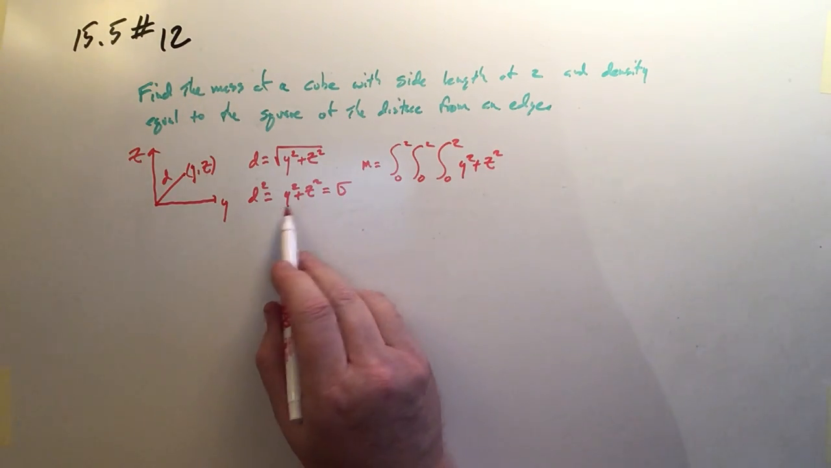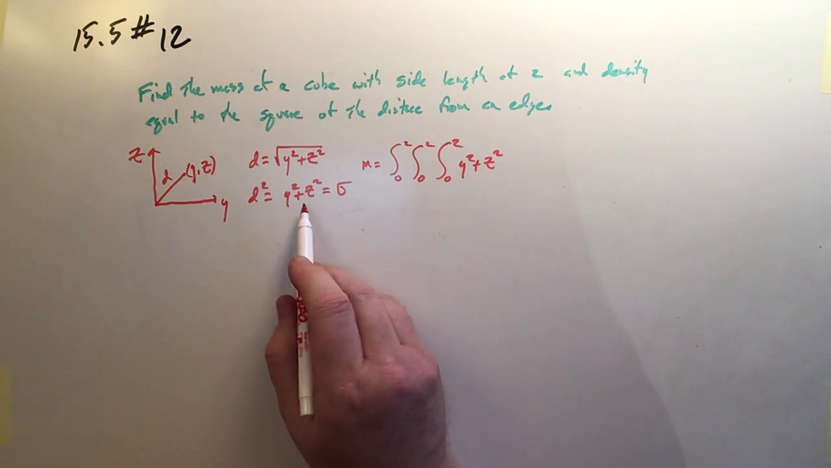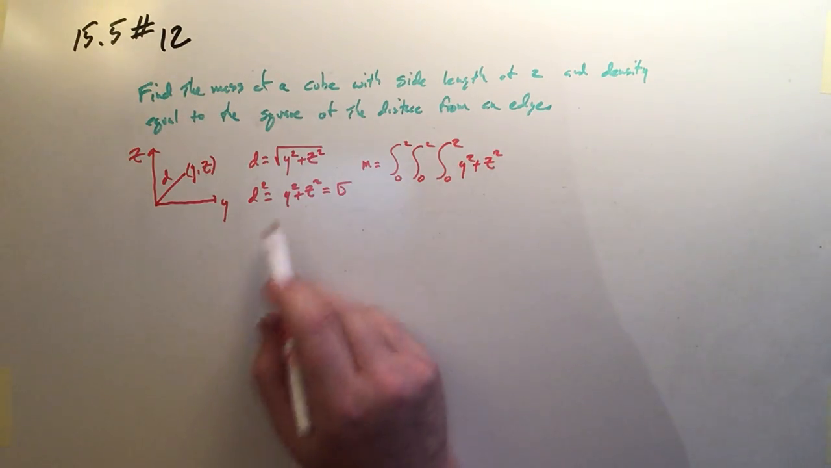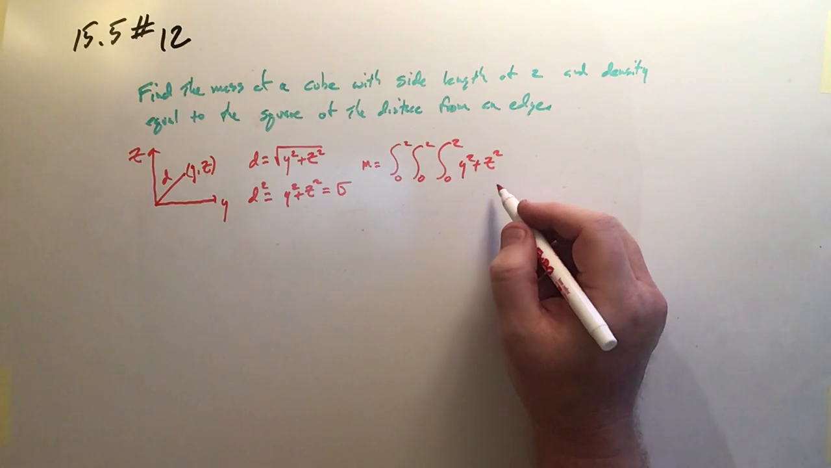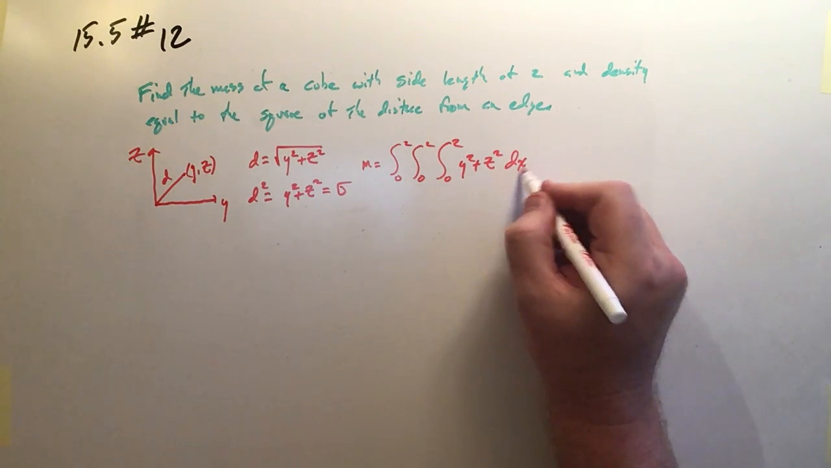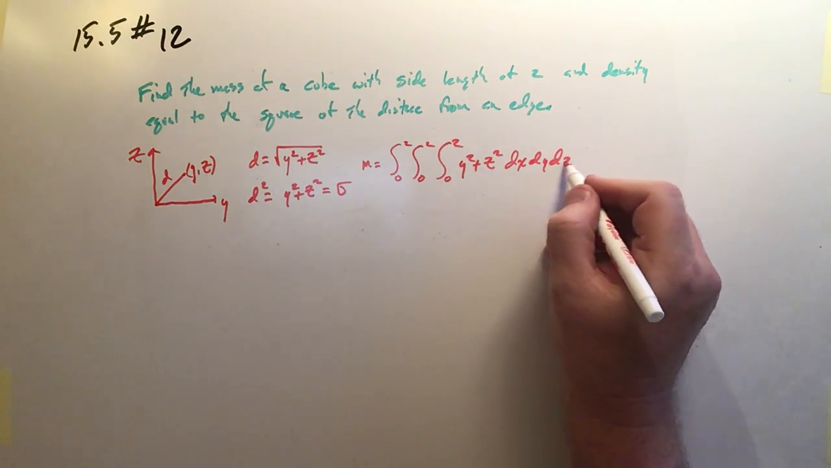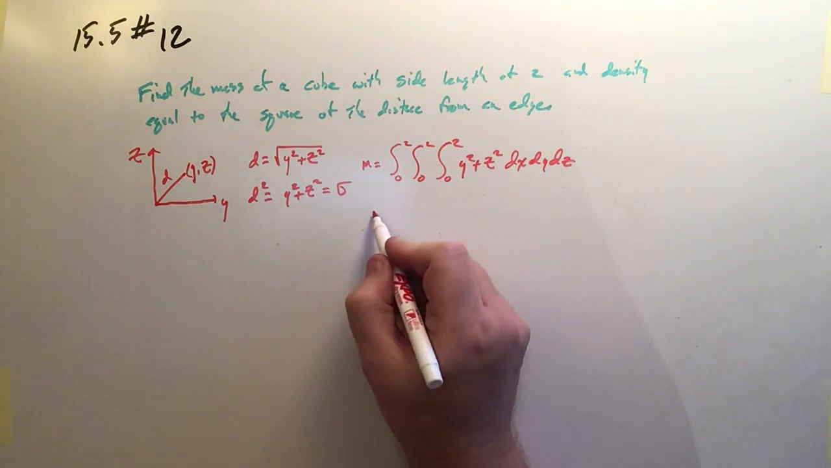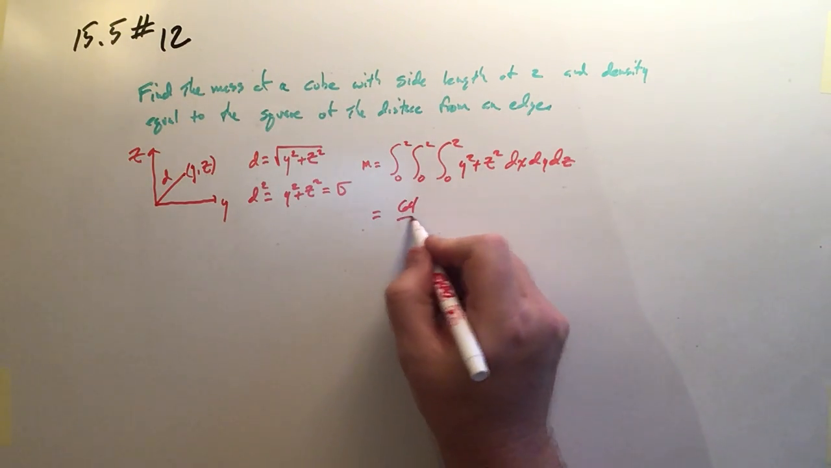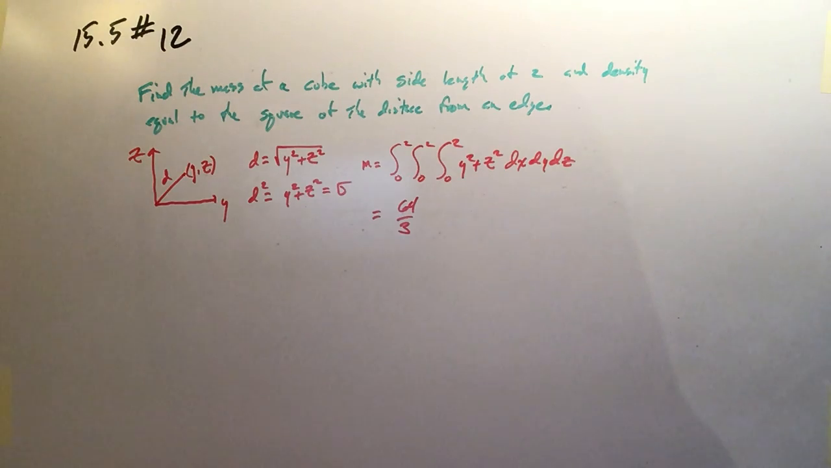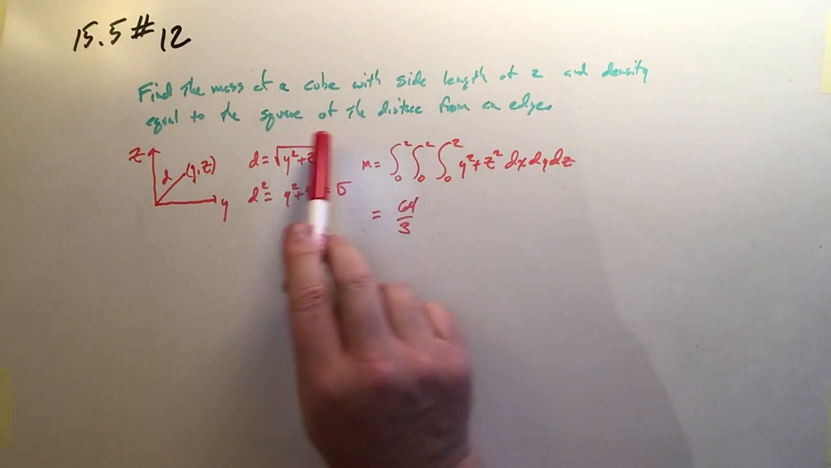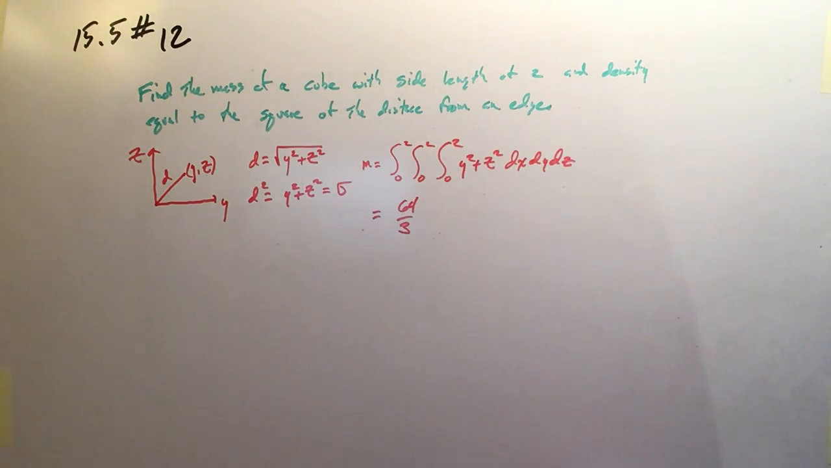And notice how we could have placed this along any edge, so it could have been x squared plus y squared, or x squared plus z squared, and it wouldn't have mattered. All would have produced the same mass. Order of integration doesn't matter, so I can say dx, dy, dz, and then when I go ahead and perform all these, this one turns out to be equal to 64/3, and that is the mass of a cube whose density is equal to the square of the distance from an edge whose side length is 2.